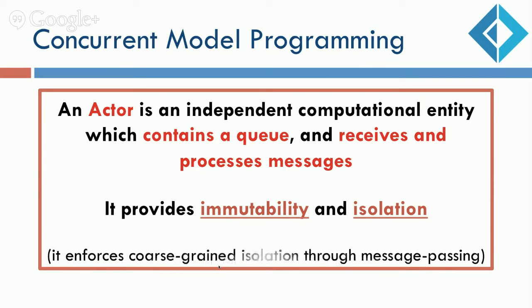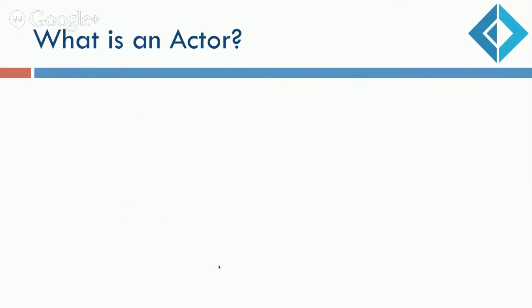So we discussed that the actor is an independent computational entity, right? And it provides out-of-the-box immutability and isolation. And this is enforced by the fact that the actor can communicate only through message passing. And the messages are passed by value, so they're immutable. I think about an actor as an internal queue that contains all the messages received and processes one message at a time.